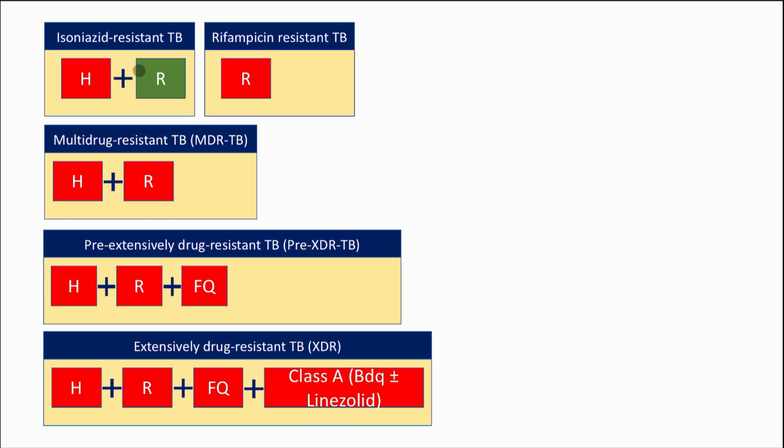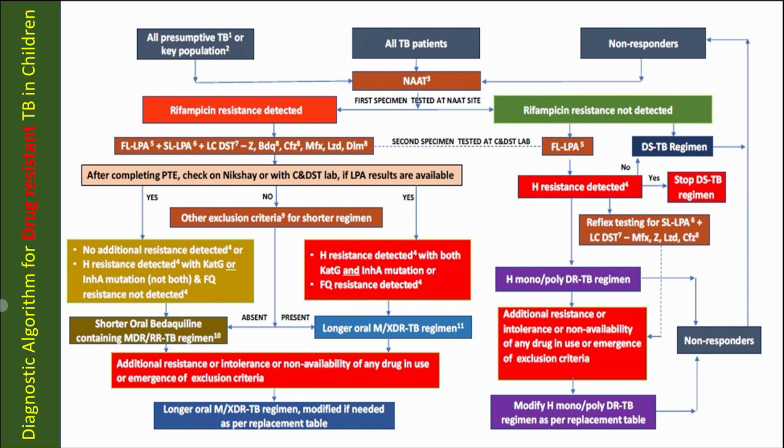Okay, so don't forget this, especially this is important. Isoniazid resistance means resistant to isoniazid, but at the same time it should be sensitive to rifampicin. Okay, rifampicin resistance means only R, so don't forget it. And this is your guideline for multi-drug resistant TB. This looks very clumsy, very difficult. Okay, we will try to make it easy.